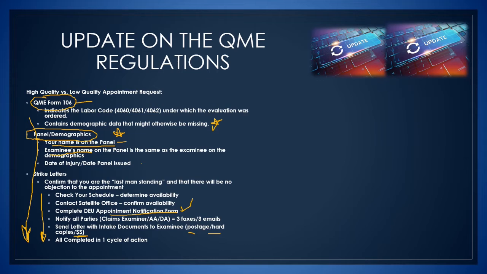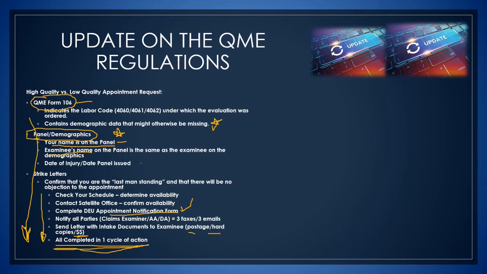And when you get strike letters with no dispute with you as the last man standing, all of these scheduling procedures can be completed in one cycle of action. And that's your goal, is to complete every single process in the evaluation in one cycle of action. And that goes not just for the scheduling of the appointment, but also for the other procedures from start to finish in your evaluation, including collection procedures. If you can collect your billing in one cycle of action, you retain the profitability of your evaluation.